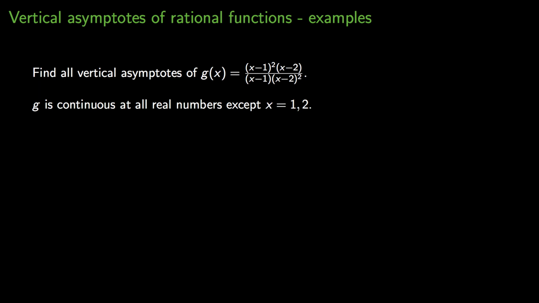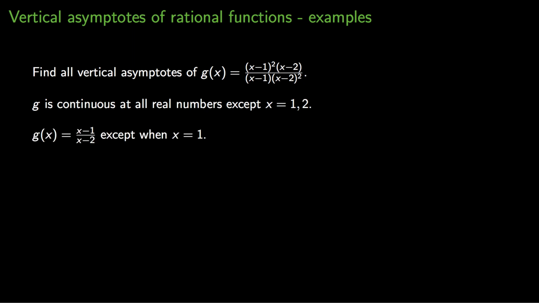Now when I do that first step that I talked about, I cancel all the common factors on top and bottom. I can cancel one copy of x minus 1 from top and bottom, and one copy of x minus 2. So that means that g of x is equal to x minus 1 over x minus 2, with the exception of when x equals 1. And I hope you can see that if you were to plug in x equals 1 into the original formula, you would get 0 over 0, which is undefined.